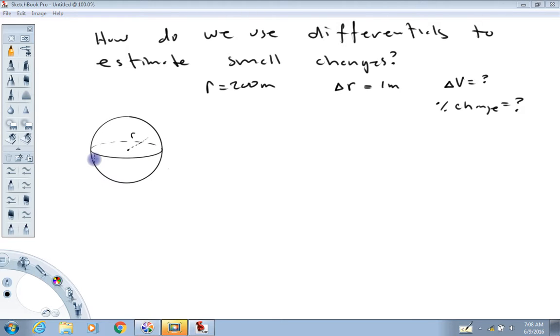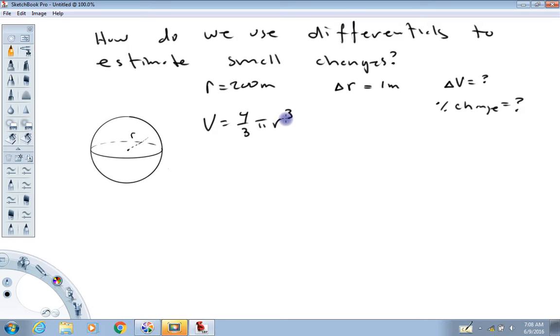So the way you use differentials to estimate changes, you start by writing some sort of formula or equation down relevant to what you're looking for. So here, we're going to be looking for changes in volume. So I'm going to start by writing out the volume of a sphere is 4/3 pi r cubed.